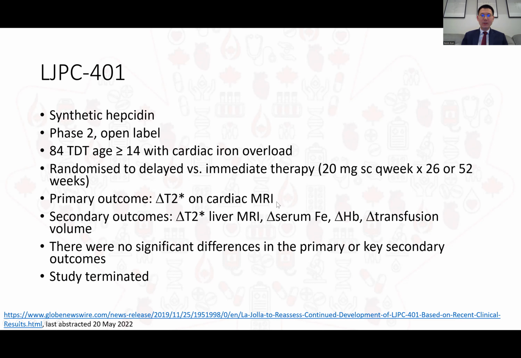The primary outcome is changes in T2 star value on cardiac MRI. Secondary outcomes include changes in T2 star on liver MRI, changes in serum iron, hemoglobin, and transfusion volume. There were no significant differences in either primary or key secondary outcomes, and therefore the study was terminated.